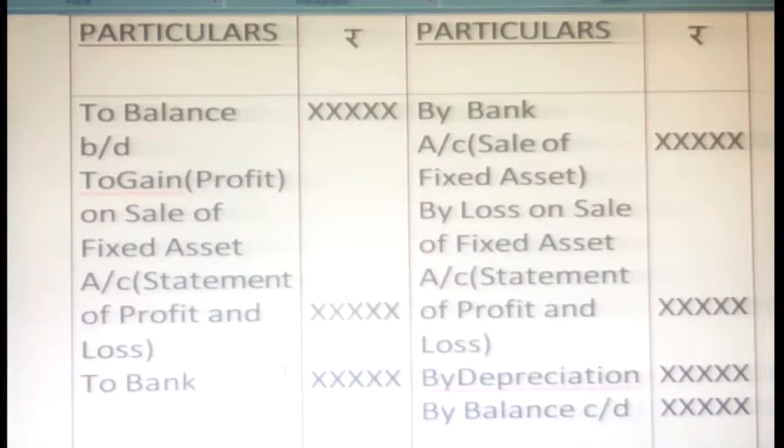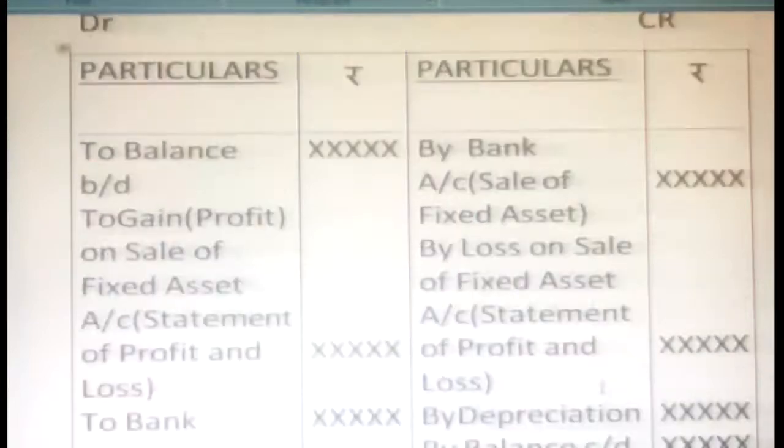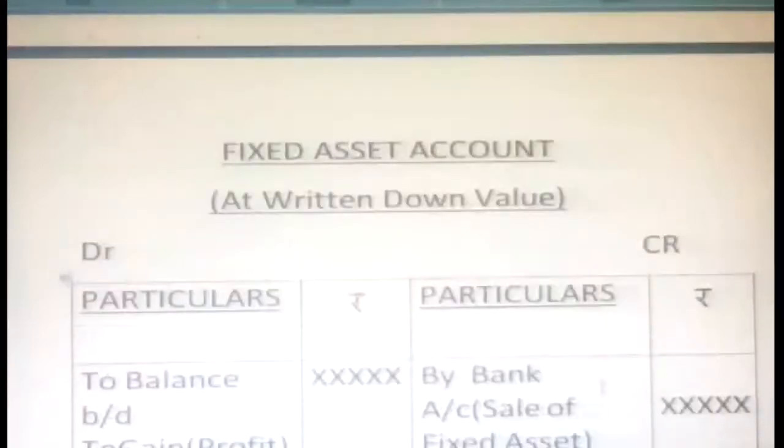Once again I am telling you: two balances, opening balance and closing balance, then any sale of an asset by bank account. Any purchase of an asset, to bank. By bank means sale of assets; to bank means purchase of assets. Suppose at the time of sale you got a gain, that is more than the cost value, you have to show a debit balance. Suppose any loss, credit balance. For the particular asset sold, you definitely prepare that asset's depreciation, shown here. So this is the very important format for preparation of the fixed asset account under written down value.